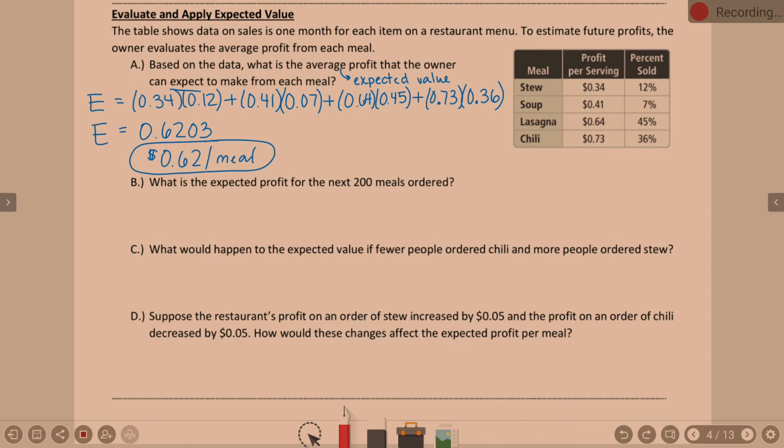Okay, and I'll be honest, so it's the 62 cents. I will say that I actually took the full decimal, so the 0.6203, so before we rounded it. But regardless, it's taking that and multiplying by the 200 meals. When I take my 0.6203 and multiply it by 200 meals, I actually get $124.06. Okay? I think if you don't have the 03, you just get the $124, don't you? But that is the expected profit for the next 200 meals ordered.